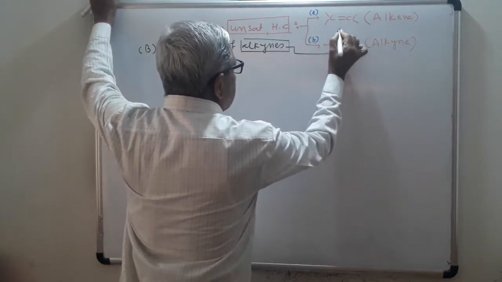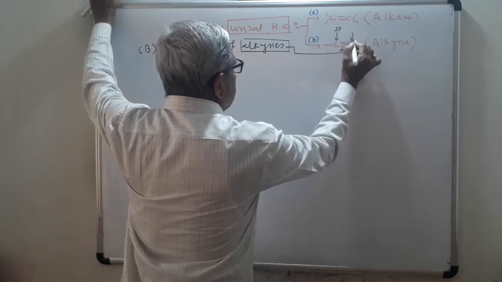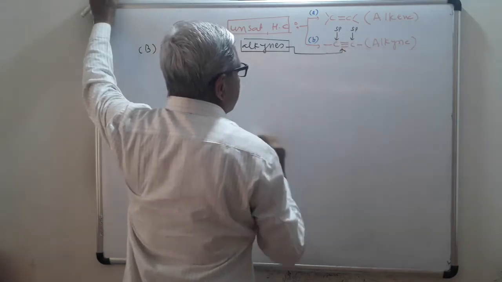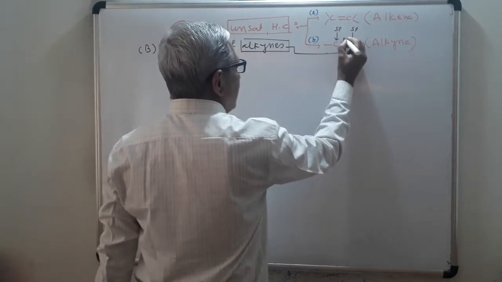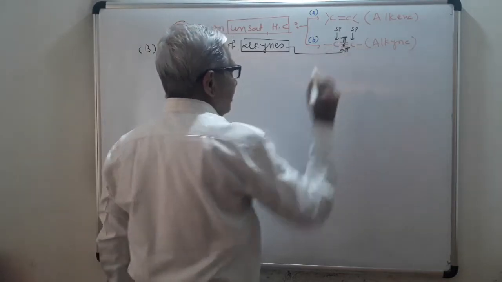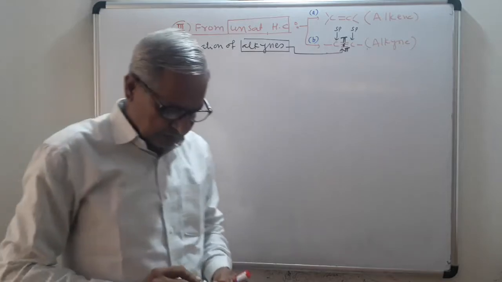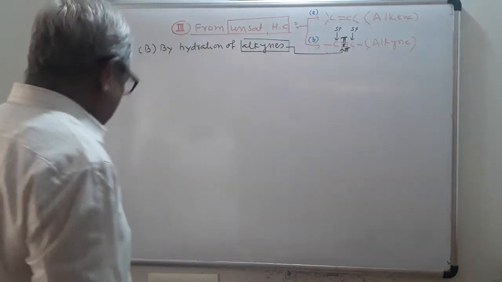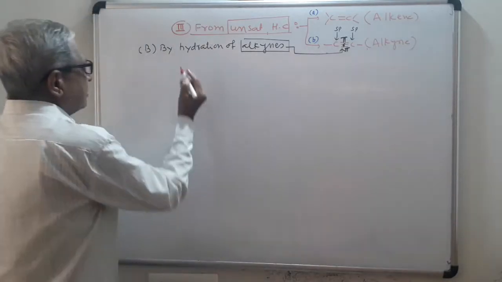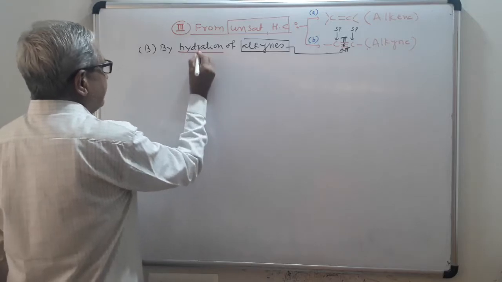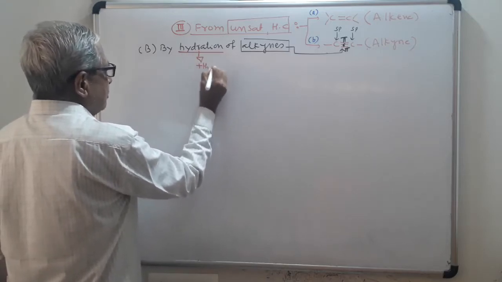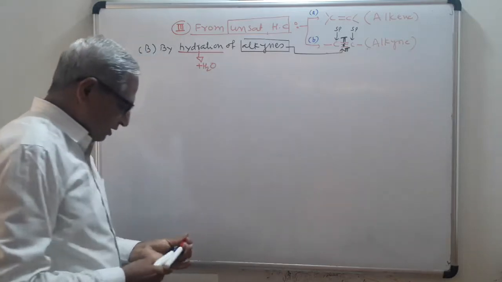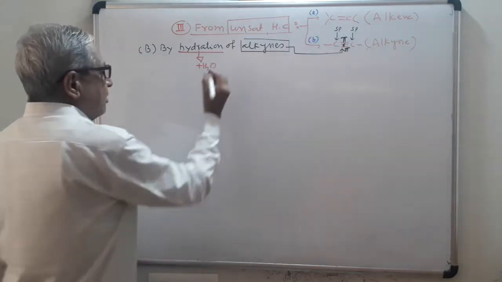In this case, each carbon atom is sp hybridized. It contains one sigma bond. The central one is a sigma bond. Above and below are the pi bonds. So these are the positions of the sigma and pi bonds. Now the reagent used for the hydration. Hydration means addition of a water molecule, H2O.